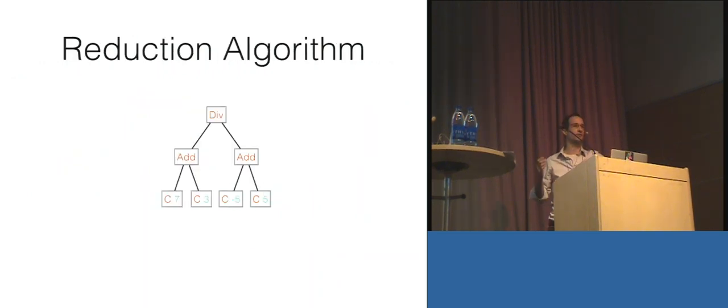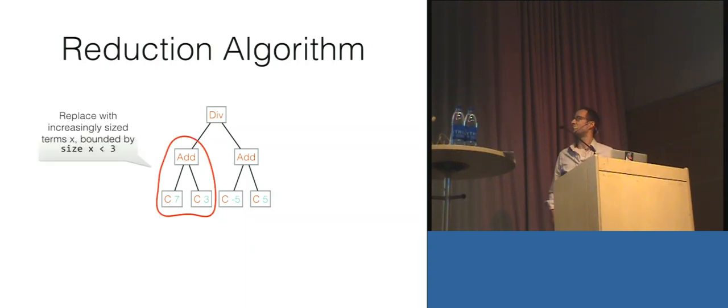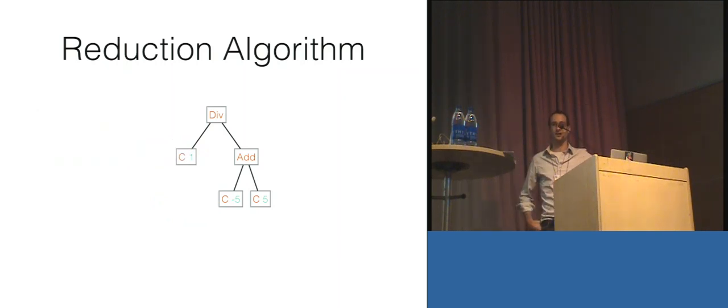So it's just breadth first search through the tree, where we're going to randomly generate strictly smaller values. So let's take a look at this. For the first strict subterm, I'm going to replace it with increasingly larger terms bounded by the size of the term. The only thing that's smaller than this are constants. Actually, any constant is going to work here, because the problem's in the denominator, not the numerator.